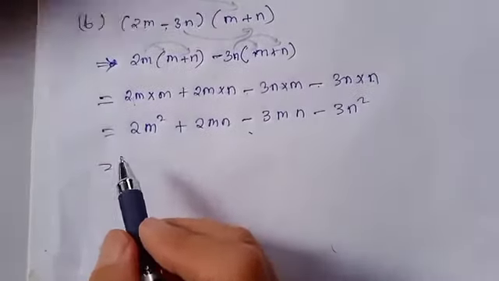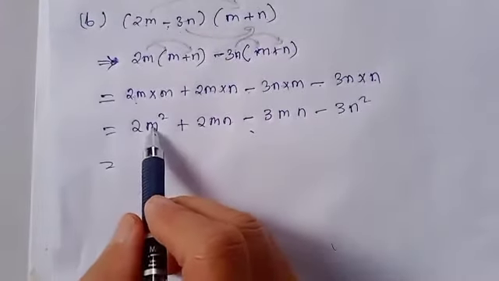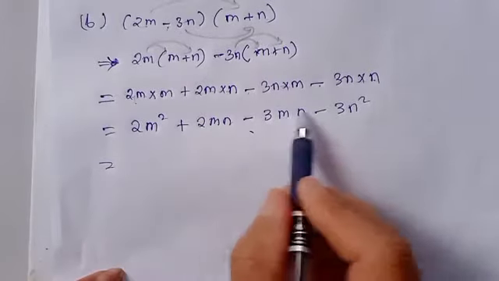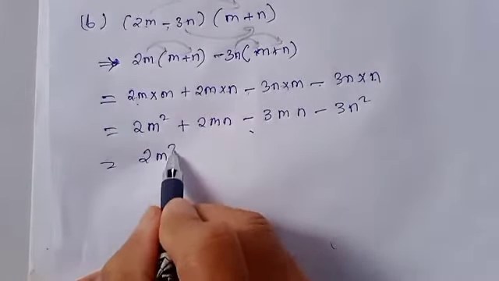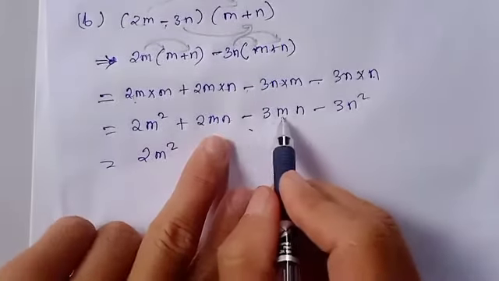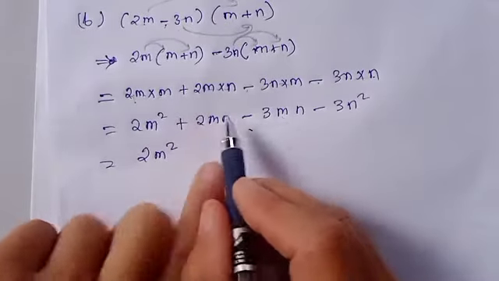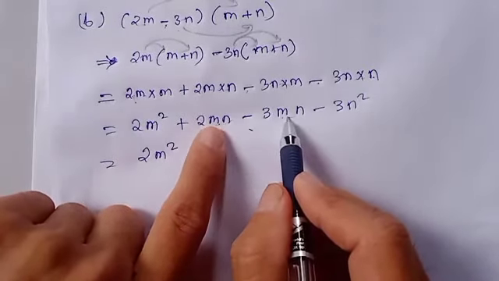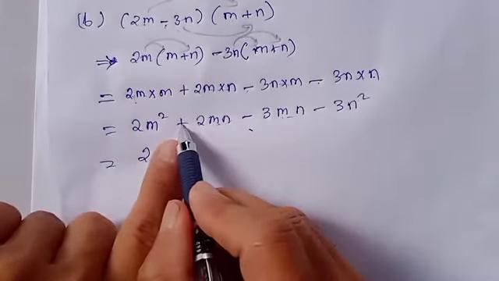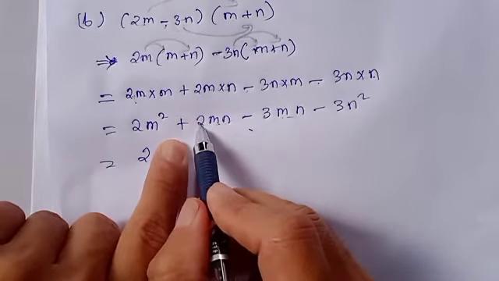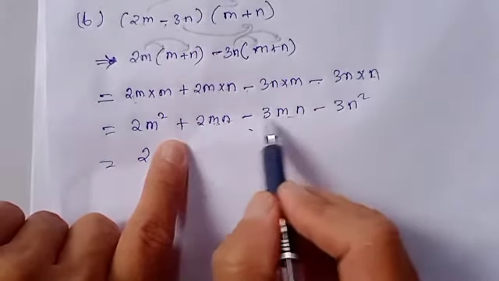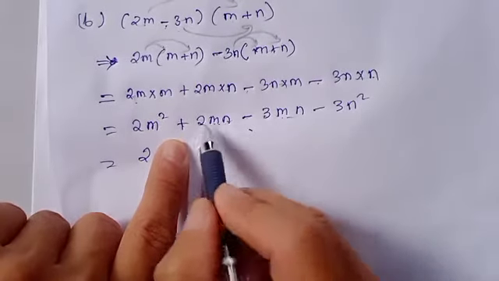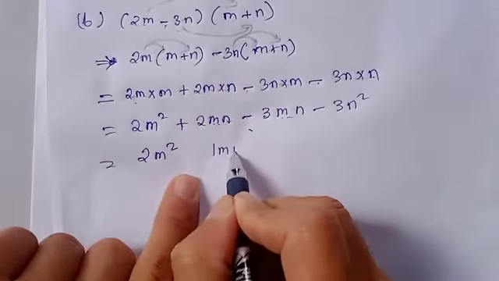Okay, again let's check like terms. N square, how many terms are there? We have only one term, so it stays the same as it is, 2m square. But mn, we have two terms, it has like terms, right? mn same, so this is a like term, we can add or subtract. Let's check it out. Plus 2mn, this is plus, 3mn, this is minus, so plus into minus is minus, so 3 minus 2 is 1mn.